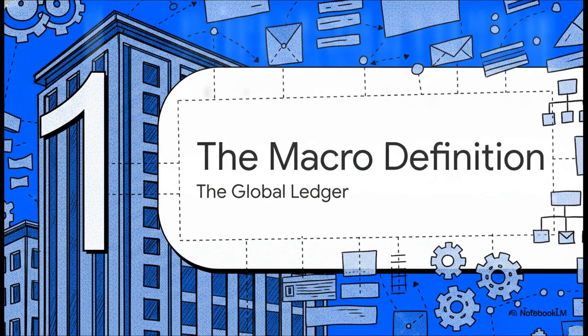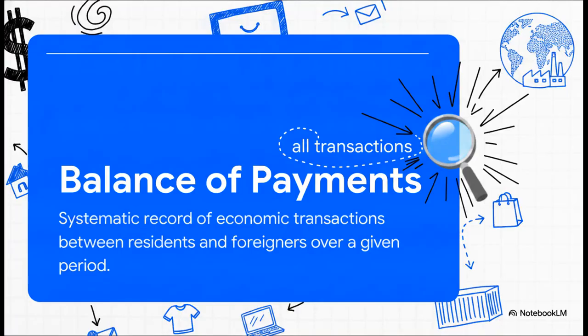Starting things off with part 1, the macro definition, our global ledger. Now, before we start looking at the specific rows and columns, we need to know exactly what building we're standing in, right? So, what is the balance of payments, or the BOP as we usually call it? Well, it's a systematic record of all economic transactions between the residents of a country and foreign residents over a given timeline. And the absolutely crucial word to zero in on here is all.